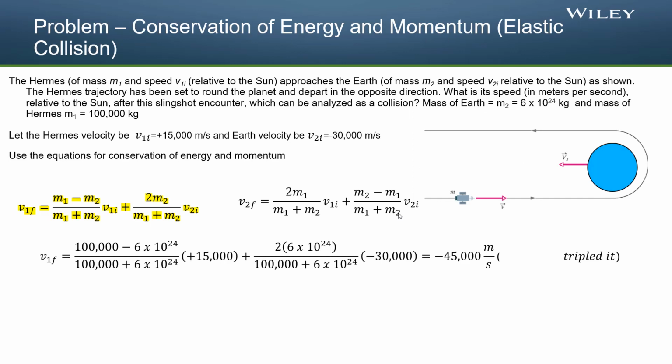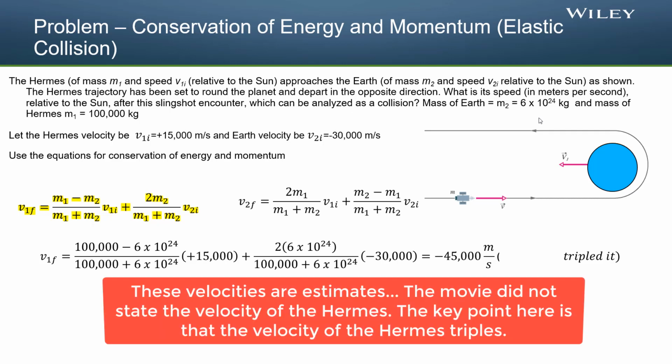Okay, so let's apply this mathematics to the Hermes approaching Earth and slingshotting around Earth. Here are the assumptions. The mass of Earth is 6 times 10 to the 24th kilograms. Let's say the mass of the Hermes spacecraft is 100,000 kilograms. The velocity of the Hermes spacecraft is 15,000 meters per second, moving in the positive x direction. The velocity of Earth is minus 30,000 meters per second, moving in the minus direction.